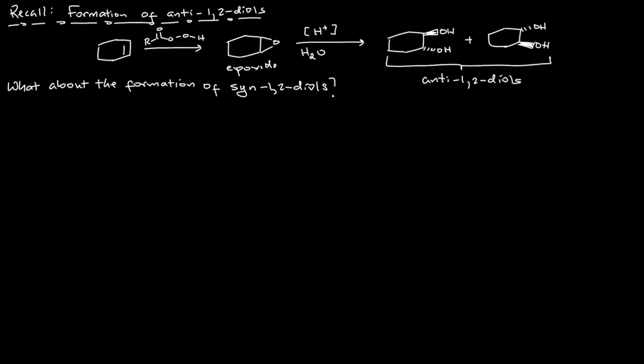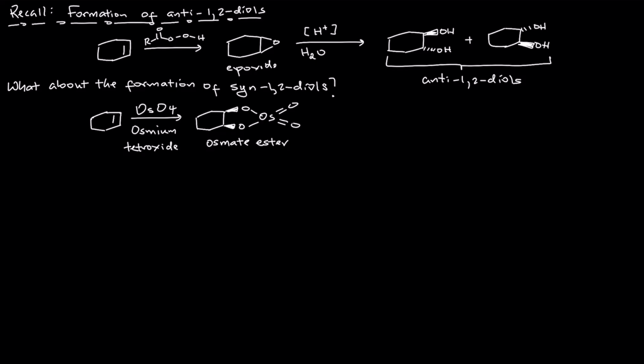So what about if we wanted to form syn-1,2 diols? Well, there's actually a method for doing this. You can take the alkene, you can react that with osmium tetroxide to form this five-membered ring called an osmate ester. Okay, so you don't need to know the mechanism of this particular reaction, but you do form this osmate ester where the two oxygens on the osmium tetroxide add to the alkene in a syn addition fashion.